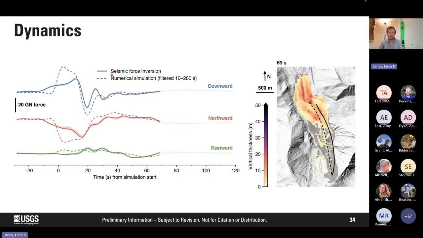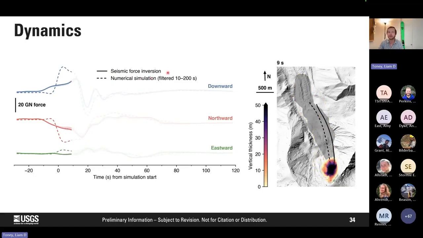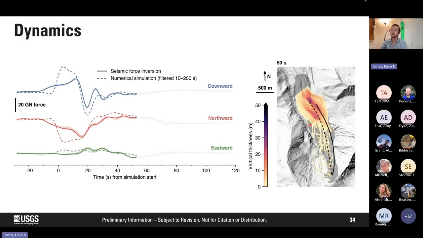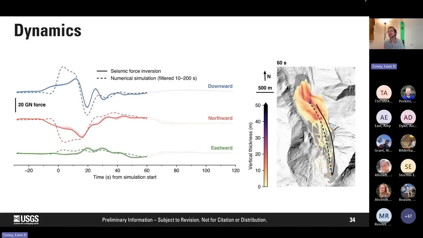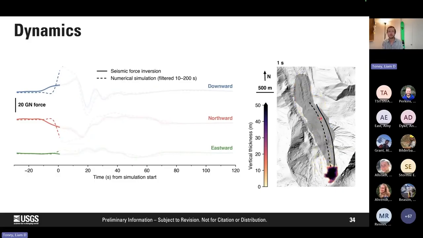Both of these are center of mass forces, and the numerical simulation has been filtered in the same way the seismic force inversion has. And then on the right is the movie of the failure with the vertical thickness as the color scale. And I'll note these two black lines are the trajectories of the center of mass for, again, in solid, the force inversion, and in dash, the numerical simulation.